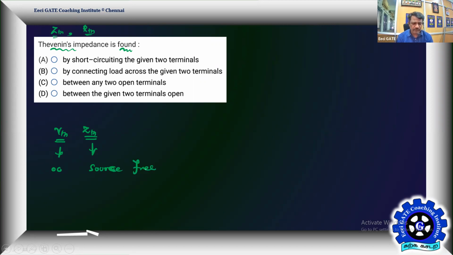That means you need to switch off all the sources. Only what sources? Independent sources, not dependent sources. You have to make your circuit source free by switching off only the independent sources. If there are dependent sources, you have to keep them active in the circuit. Then, what is the condition?